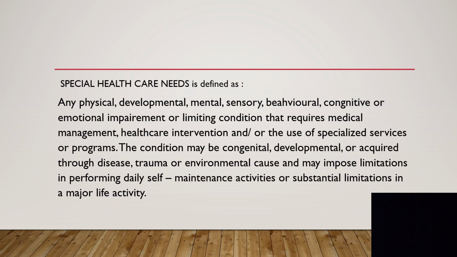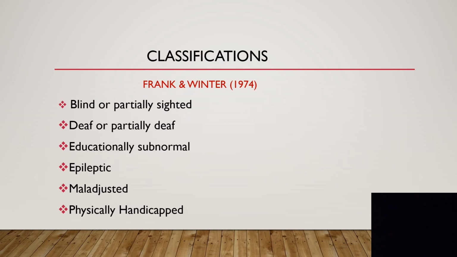Special healthcare need is defined as any physical, developmental, mental, sensory, behavioral, cognitive, or emotional impairment or limiting condition that requires medical management, healthcare intervention, and/or the use of specialized services or programs. The condition may be congenital, developmental, or acquired through disease, trauma, or environmental cause, and may impose limitations in performing daily self-maintenance activities, or substantial limitations in a major life activity.